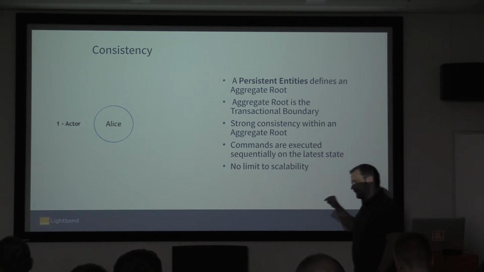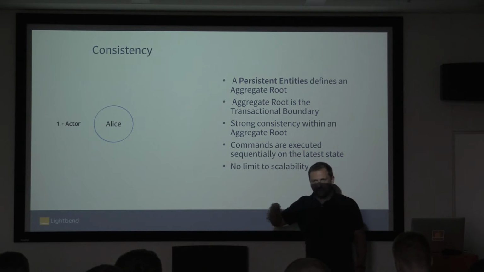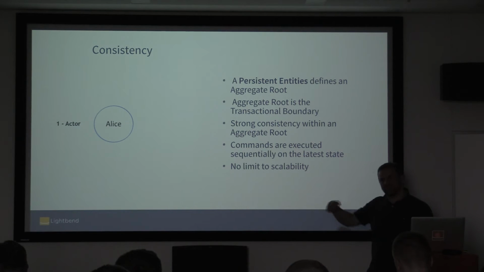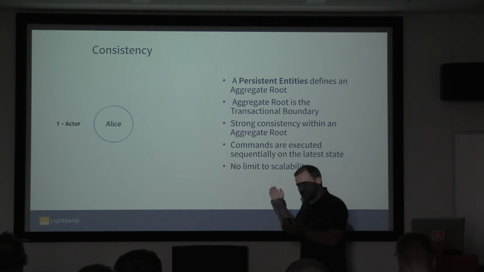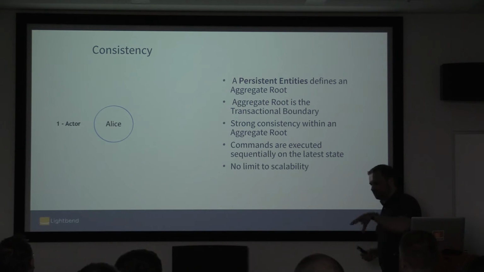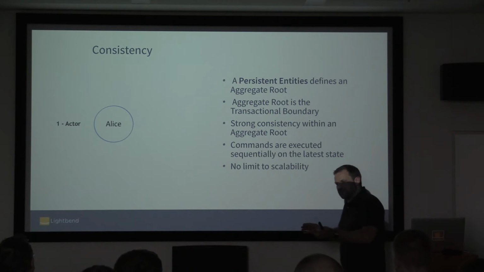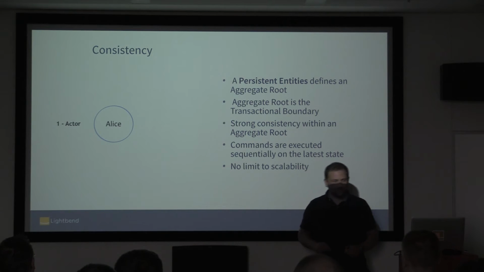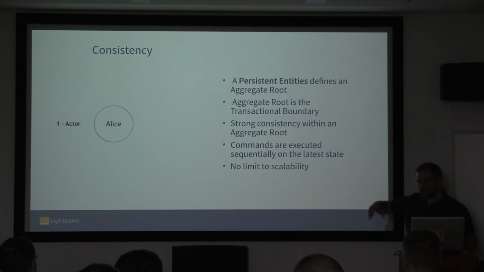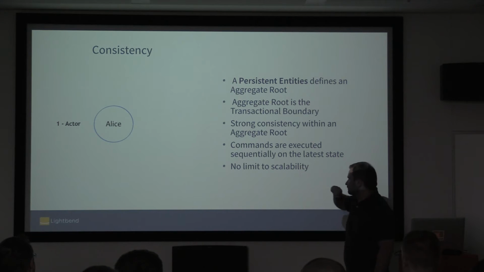Right? So it actually values consistency over availability, right? If you have a network partition, then Alice might not be accessible at a certain point in time. But we make sure it's always consistent. So the persistent entity, or in DDD terms the aggregate root, is your boundary for strong consistency.